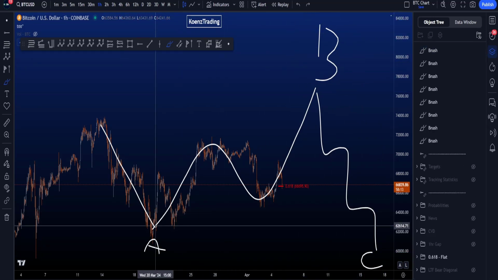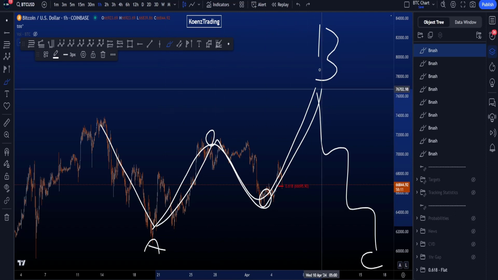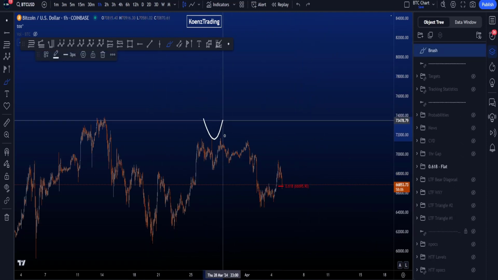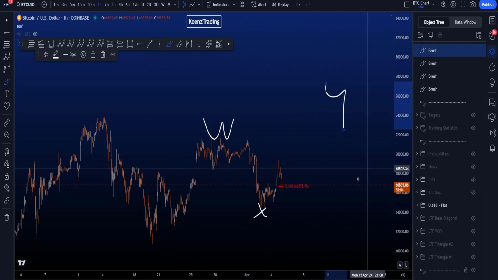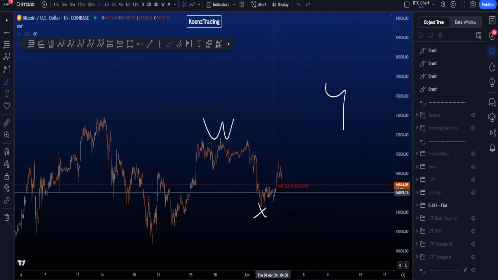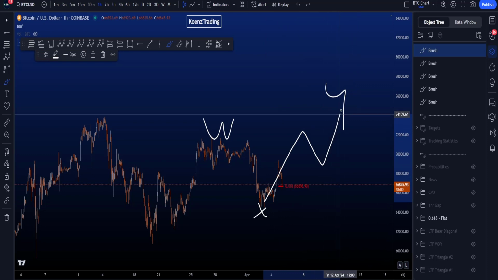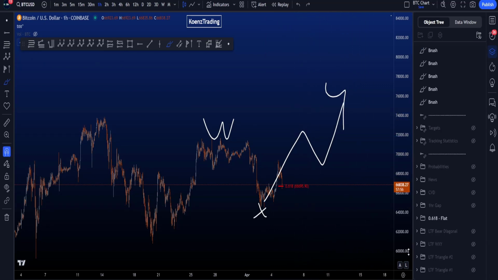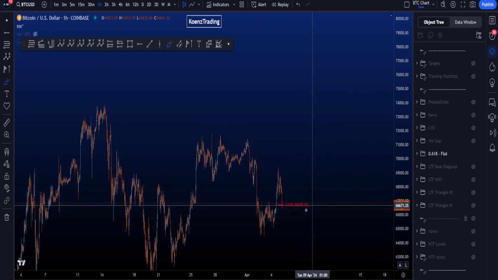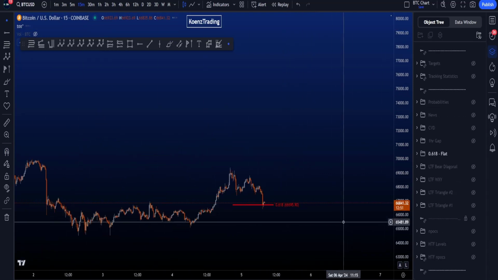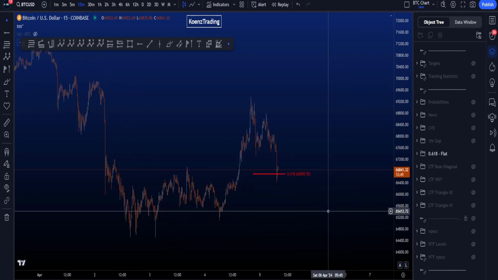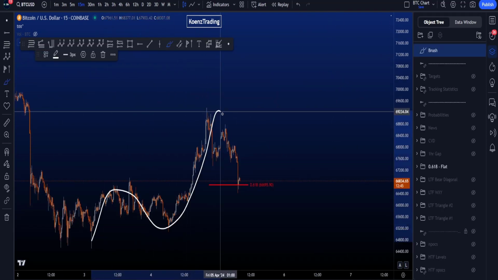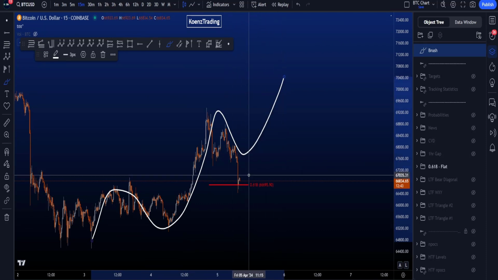Inside this wave B, we were then looking for a W, X, and eventually a wave Y, a double zigzag to the upside. W, X, Y. And inside wave Y, we are then looking for an A, B, and a wave C. Inside wave A, we are looking for a 5-wave impulsive structure. So if we then zoom in to the lower time frames, what we were looking for was a 5-wave impulse. 1, 2, 3, 4, and eventually a wave 5.